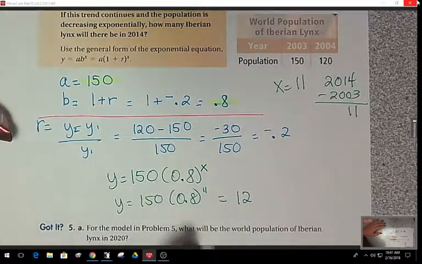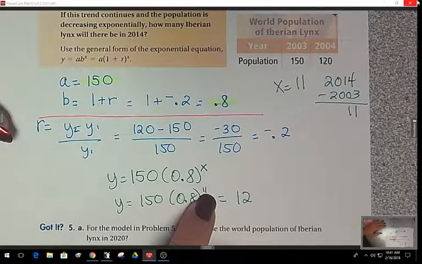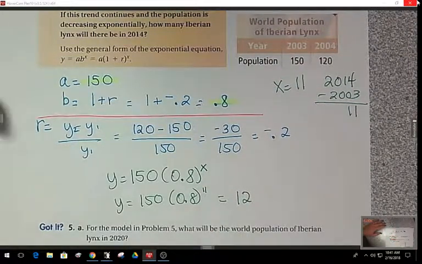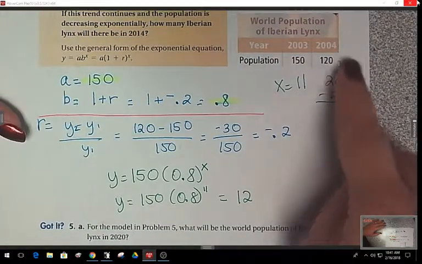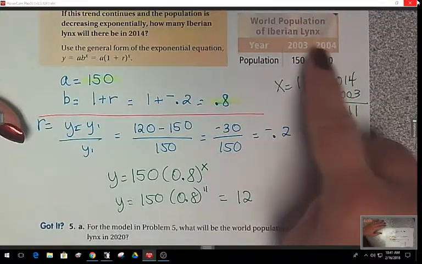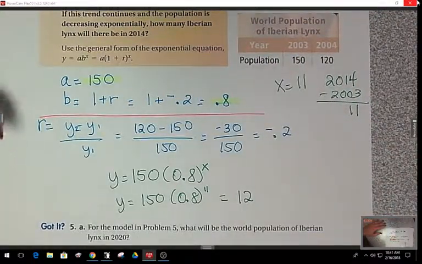You have to take the year they're asking about. How far is that from the year this study started? Could you do 10 years instead of 11 if you did 2004? But 2004 is the second year of the study, so we want to go from when it started. Okay?